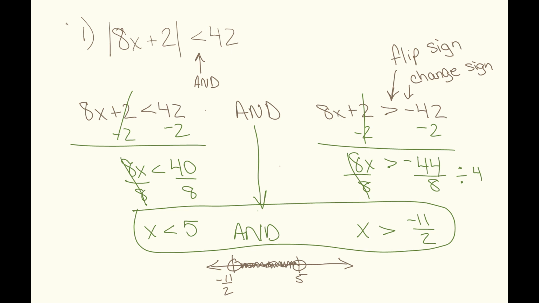Now, I can rewrite this if I wanted to. Negative 11 over 2 is less than x, and that is less than 5. I would prefer it this way.